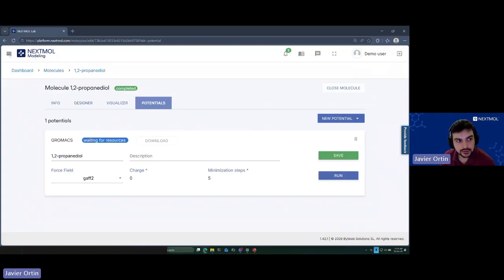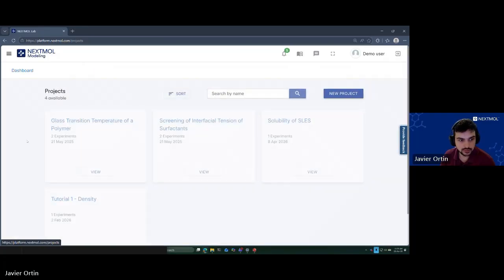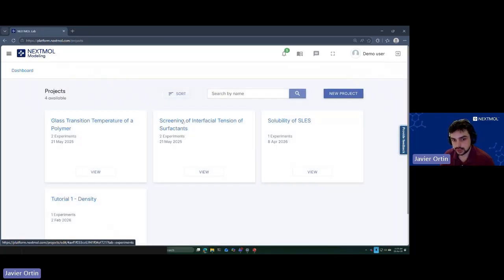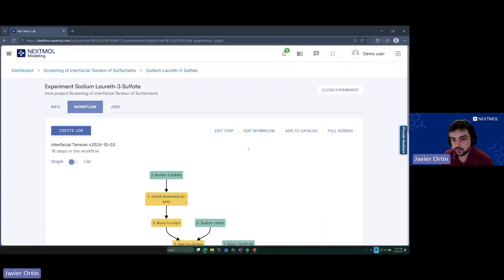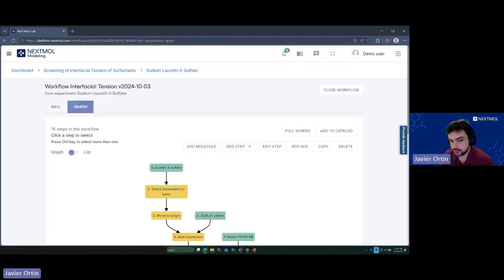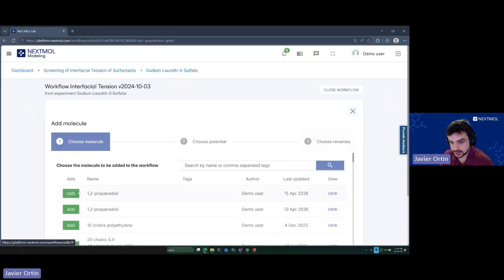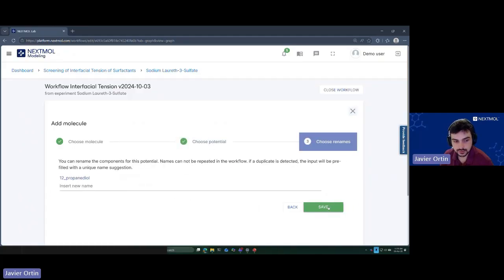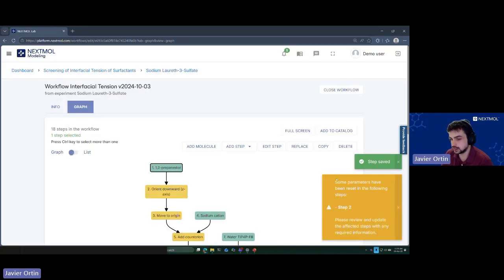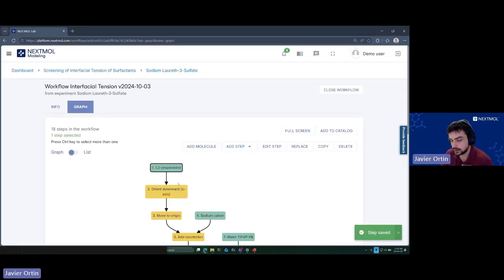So once this molecule is generated, we can go back to our project. We go again to the screening of interfacial tension of surfactants. We can click on our project, sodium lauryl sulfate, and here we can edit the workflow, click on the molecule that we want to substitute, and replace it. Then we can click on, for example, 1,2-propanediol, and the potential is still being completed, but here it should be ready. Yes, indeed. And just like that, now we can calculate the values of the interfacial tension using another molecule, even if in this case 1,2-propanediol is not the most interesting.